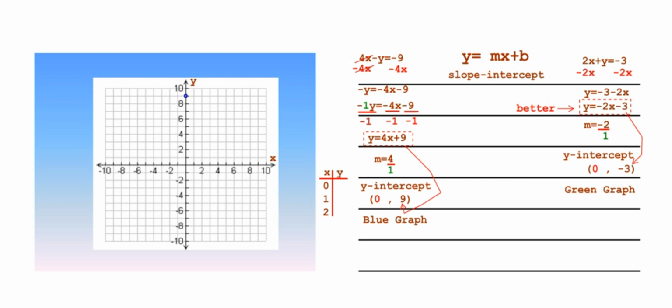Blue y-intercept, 0, 9. But I won't be able to go up 4 over 1 anymore because I'm pretty close to the limit of my graph there. So instead I'm going to go reverse order. Down 1, 2, 3, 4, and back 1. Reverse order once again. Down 1, 2, 3, 4, and back 1. And now we can trace a line through that.